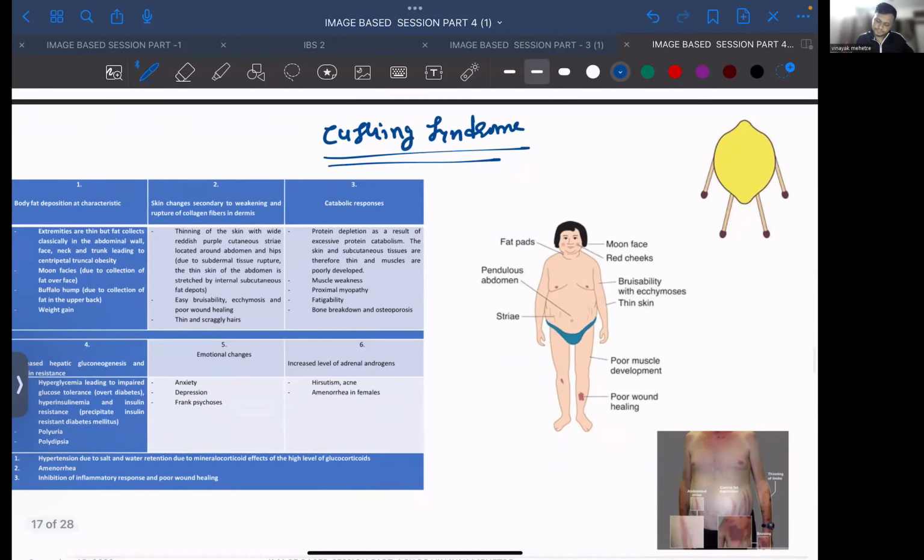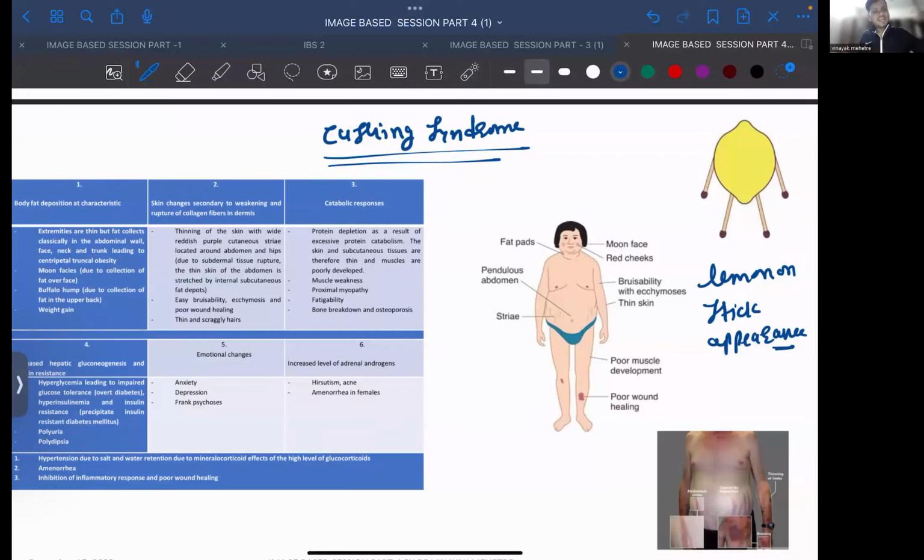Take a look over here. It is called as lemon on stick appearance. क्या बोलेंगे हम इसे? Lemon on stick appearance. ठीक है? Yes, correct. Lemon on stick appearance. क्या है ये? This is Cushing syndrome. इसमें क्या होगा? The main portion of the body will be large, but the hand will be small. Right? इसी को बोले हम lemon on the stick.